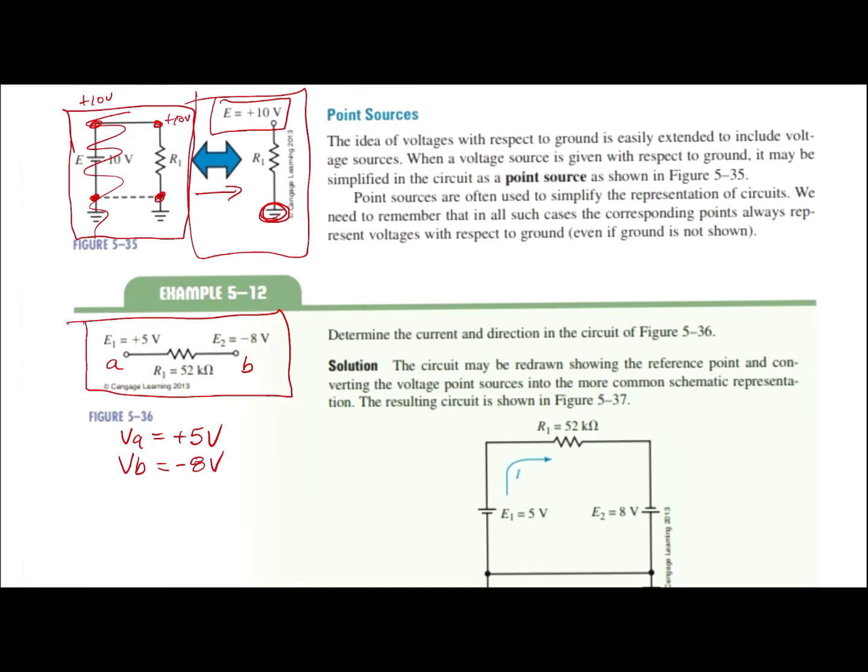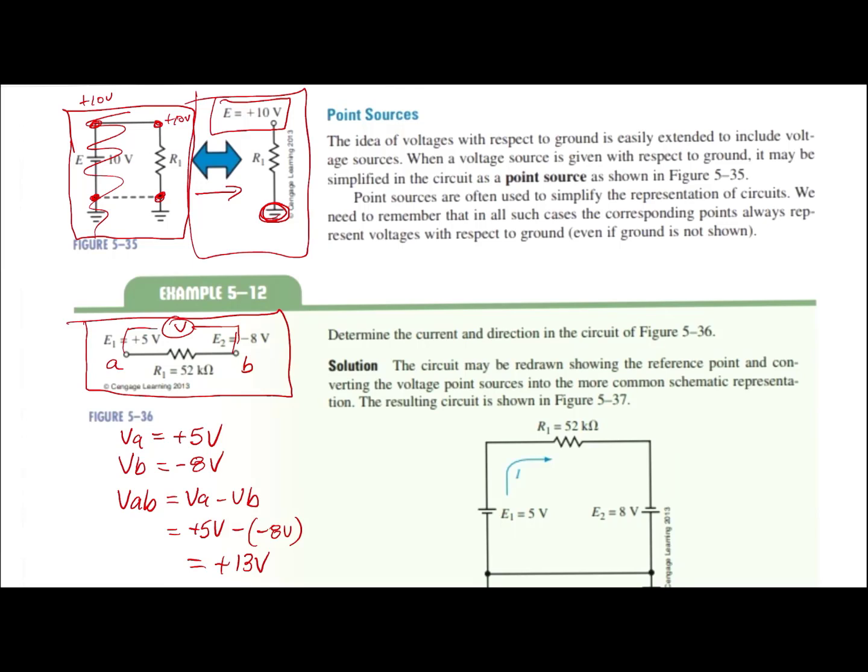Now, if we wanted to come up with a VAB value, which would represent the total potential difference across a single component, because remember, we want to know what is the V value here to determine current through that device, we need to know the total voltage. That can easily be done by doing VA minus VB to give us our VAB. So VA here would be plus 5 volts minus minus 8 volts, to give you a total of plus 13 volts.